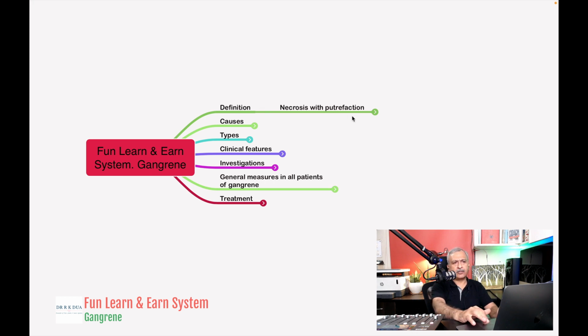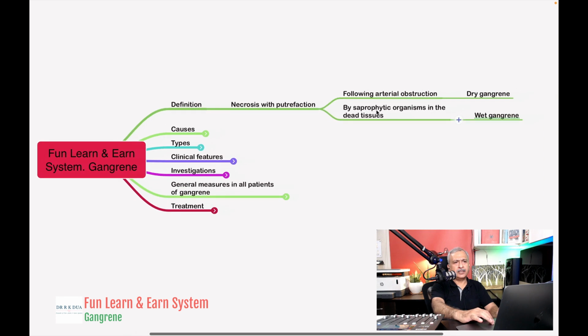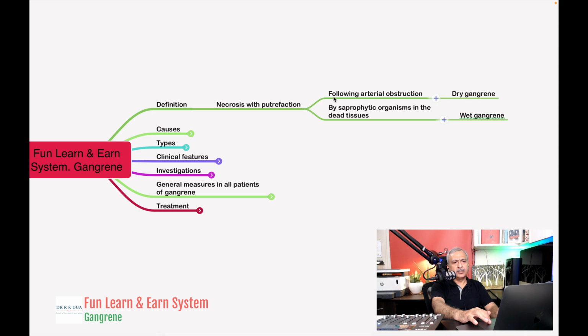So the definition is necrosis with putrefaction, and as you know, in both cases, whether it is dry gangrene or wet gangrene, there is obstruction to the nutritional supply of the tissues as well as the oxygen supply. Following arterial obstruction, there is dry gangrene without any superadded infection. When saprophytic organisms are present in the dead tissue, they produce gas and a bad smell, and this kind of gangrene is common in diabetics and is known as wet gangrene.